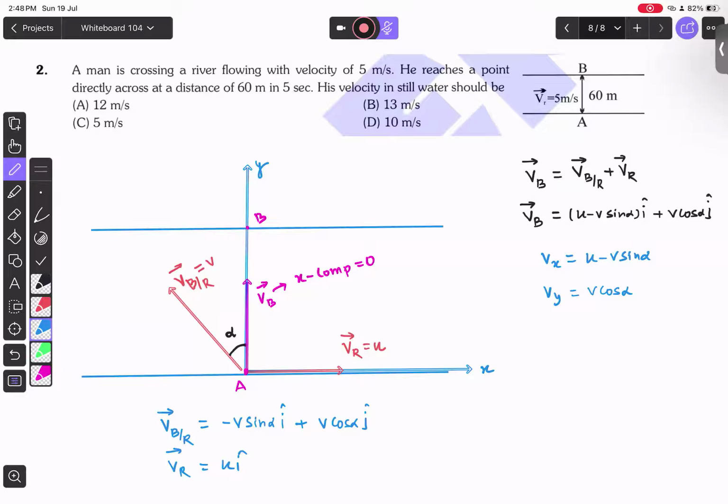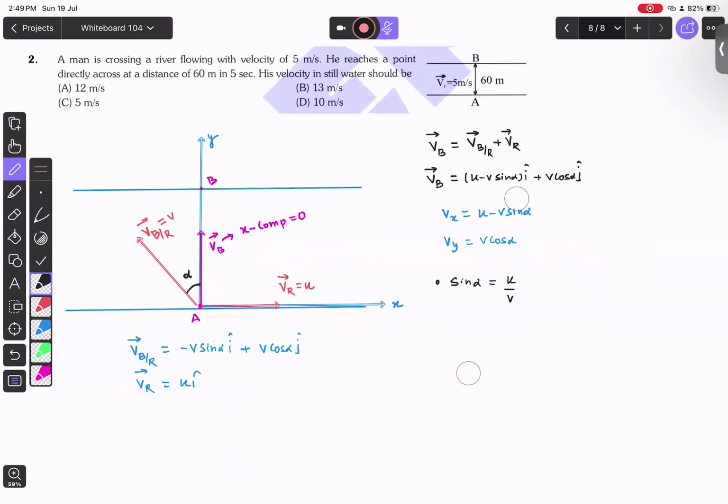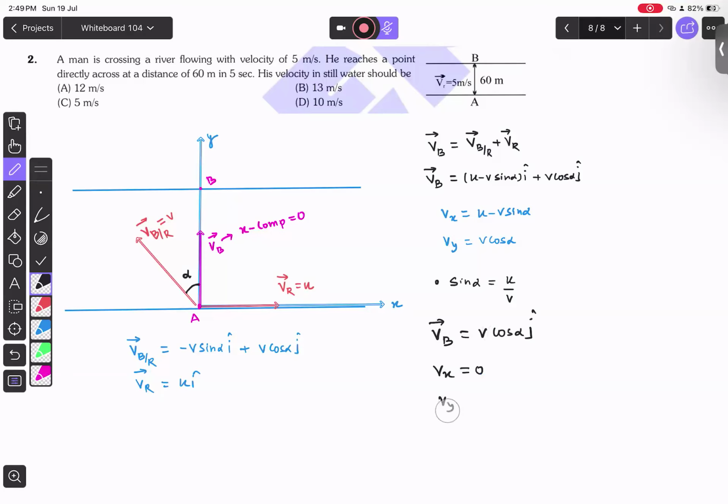So what we will get here is sine alpha must be equal to u by v. So one thing I can write next: if I travel like that, if sine alpha is equal to u by v, then what will VB be? It will be v cos alpha j cap. So velocity along x is 0, the only velocity it has is v cos alpha. Got the point? Know what I've done here? I have replaced sine alpha with u by v. VB has no x component. It has only y component, which is v cos alpha.